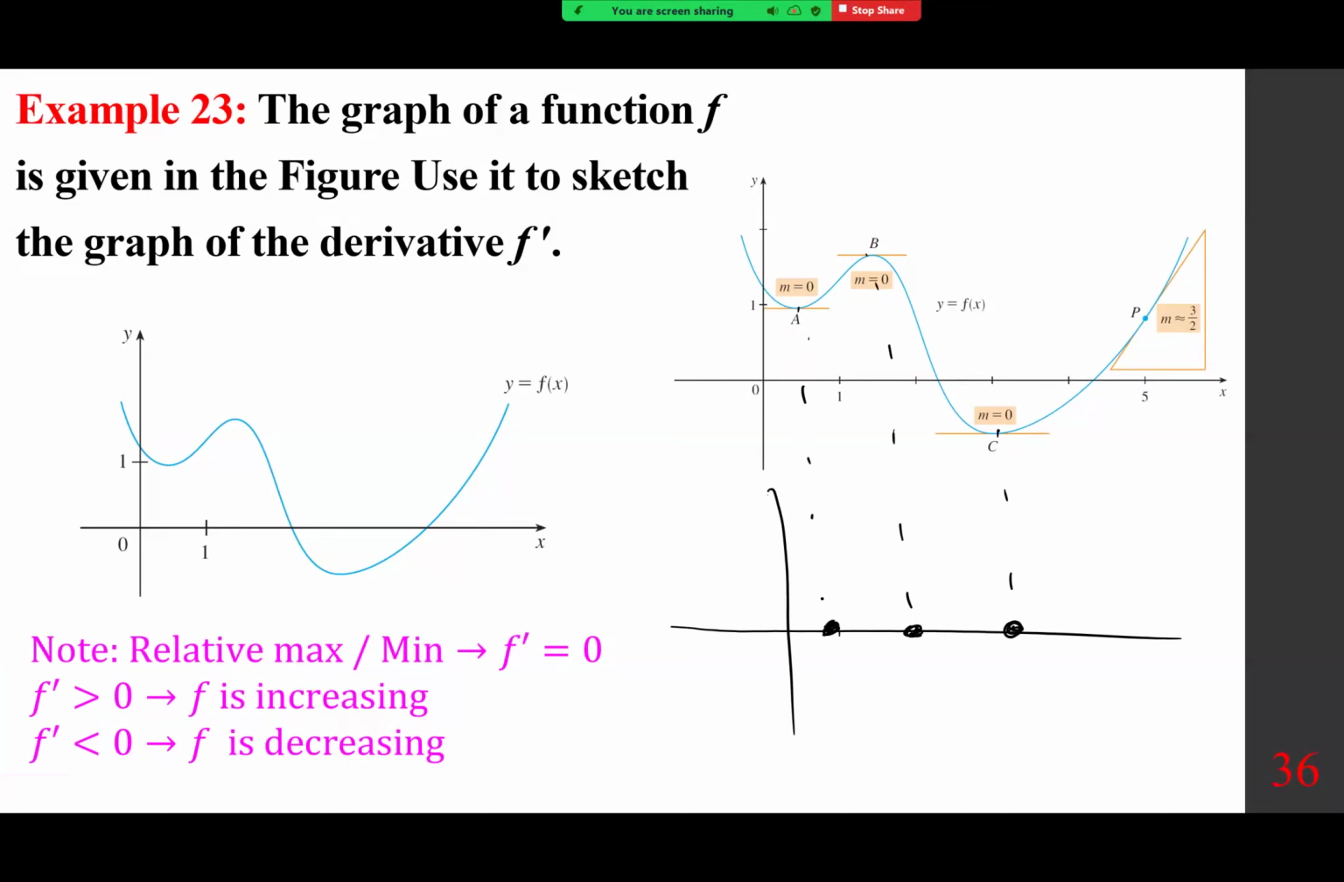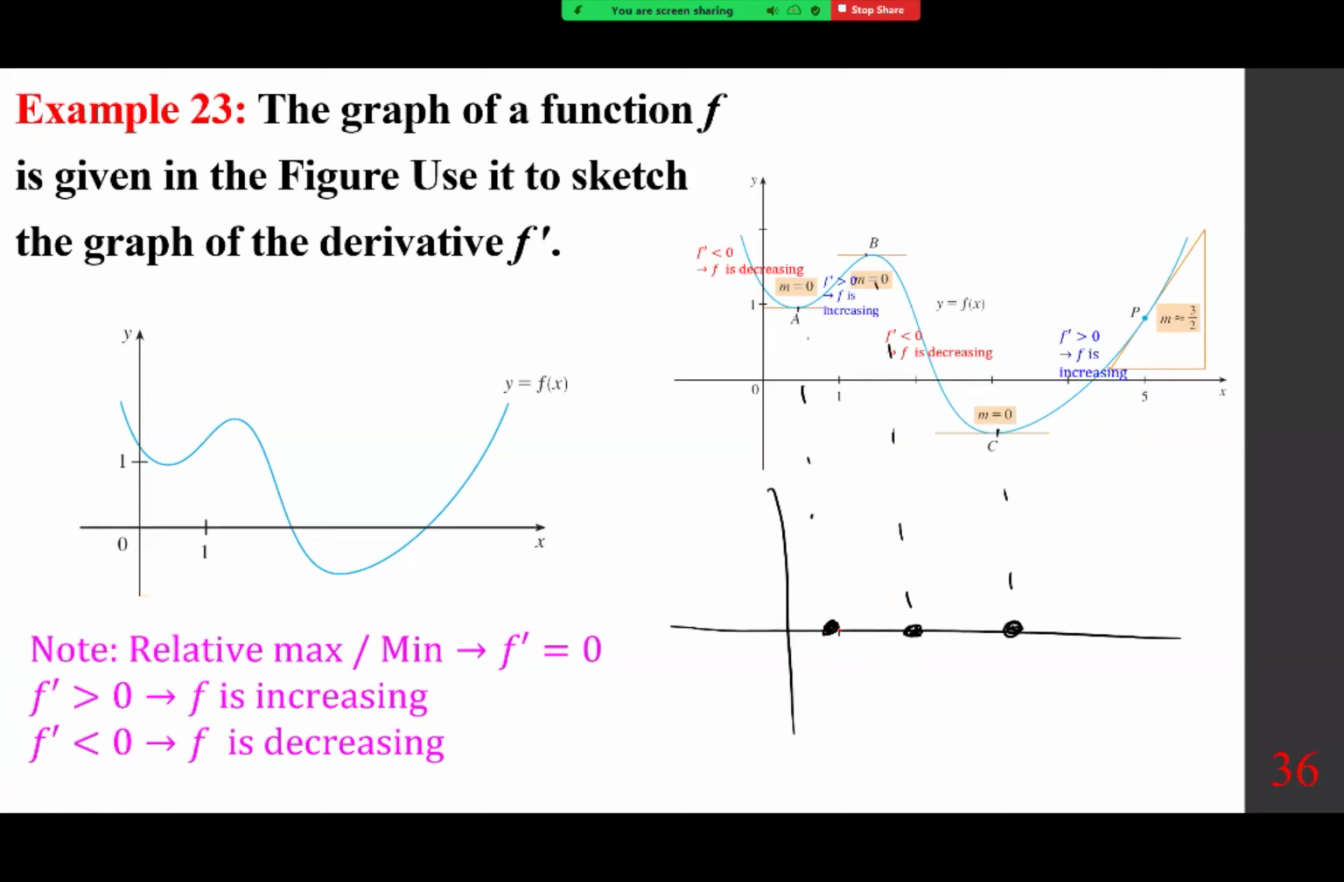For the graph of its derivative. Obviously, it's decreasing here and here it's increasing, as I mentioned. So when the function is decreasing, that means f prime is negative, that means below the x-axis.